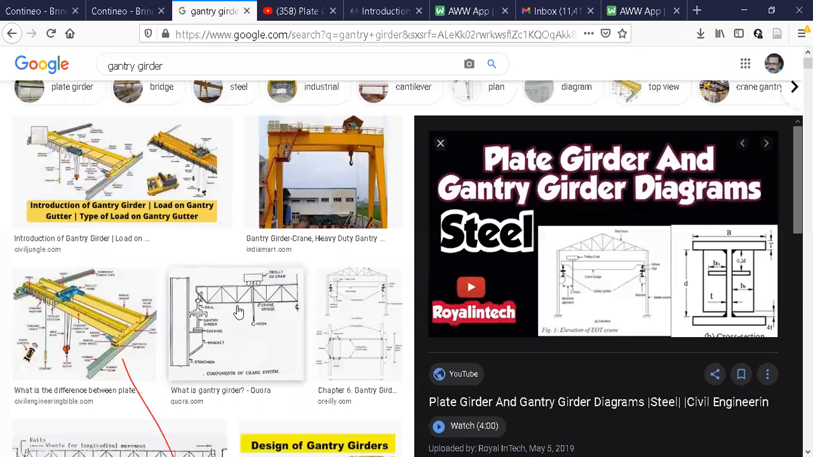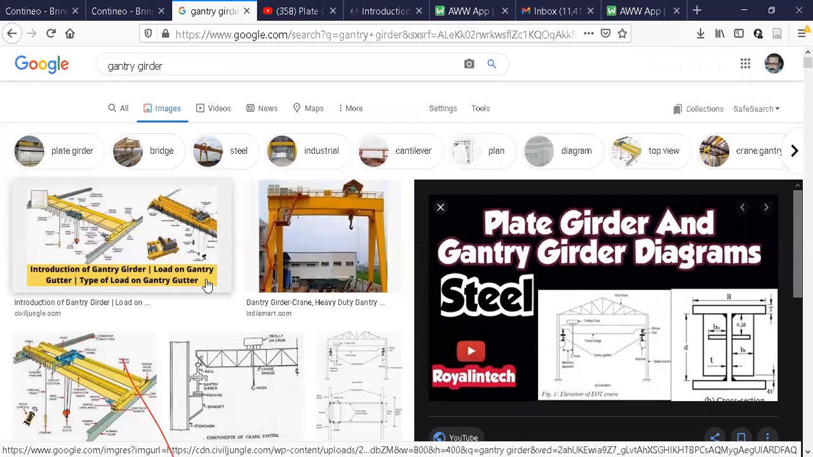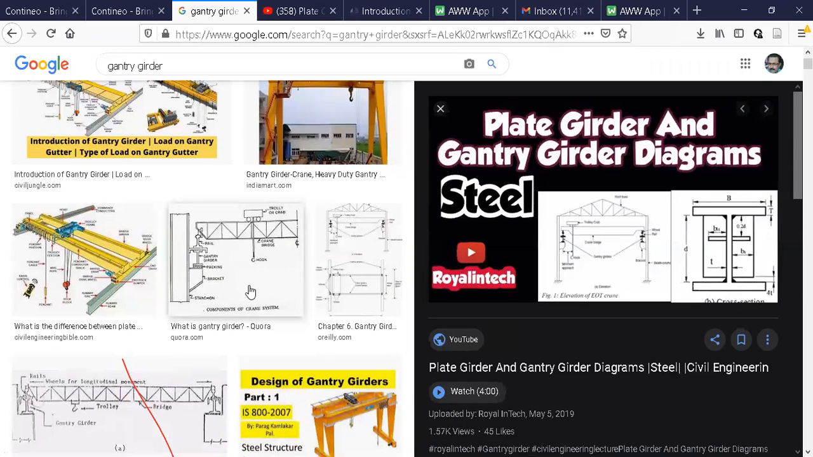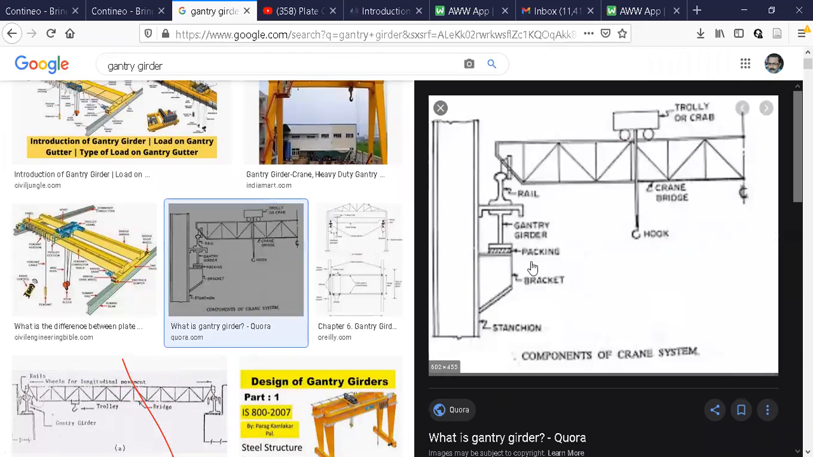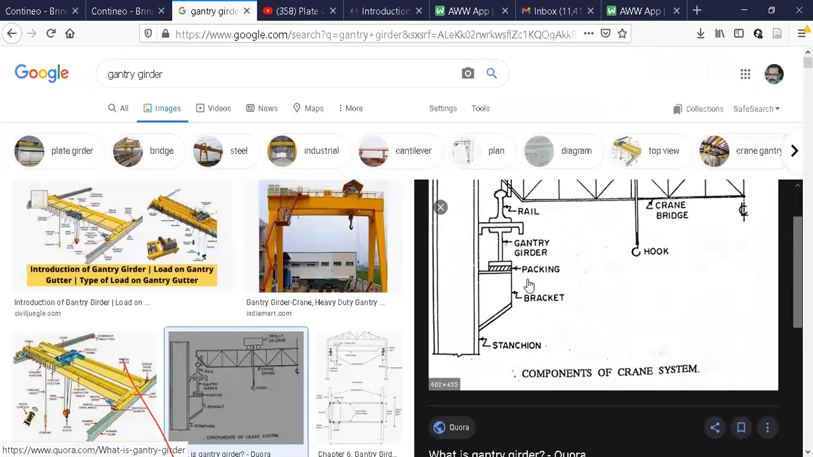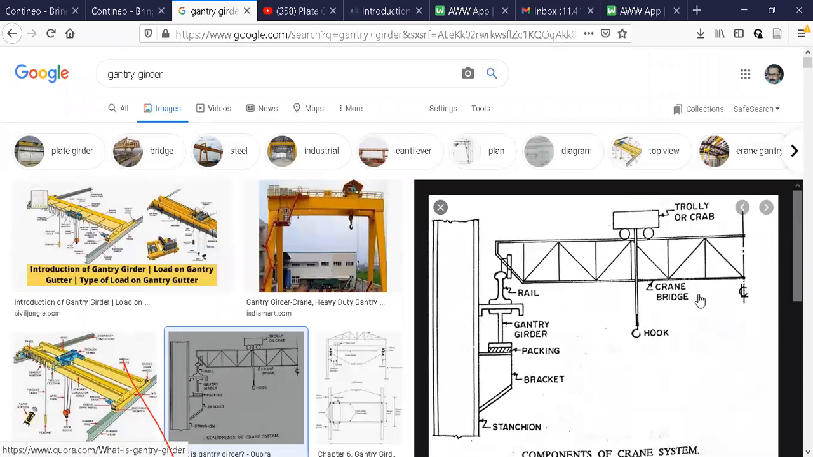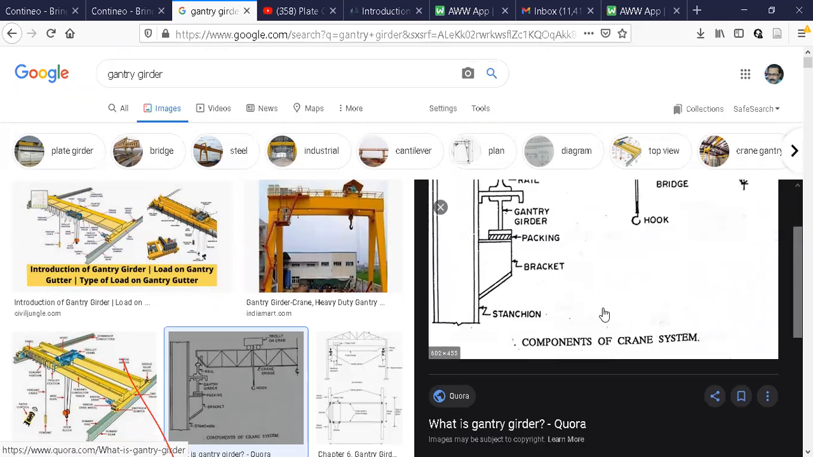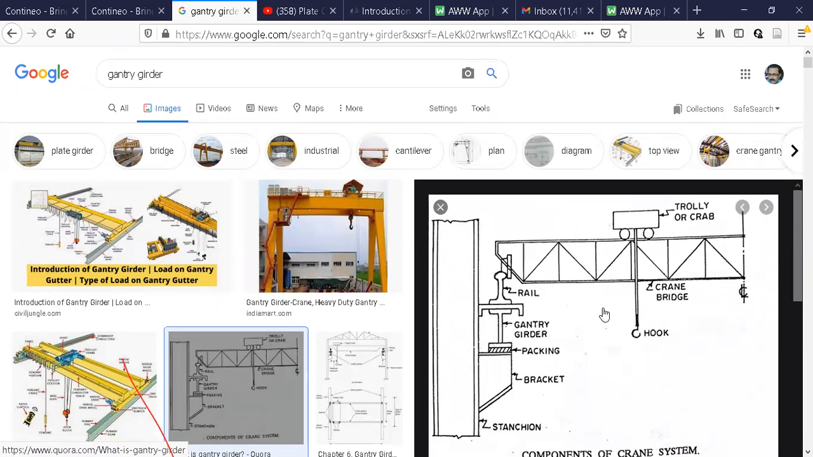Now observe this figure. Are you able to see this Google screen here, Google gantry girder? Anyone? Yes, you sir. Okay, now observe here. You can see this diagram. Now, on your right side, you can see a black and white diagram, components of a crane system. Now, where is the gantry girder?